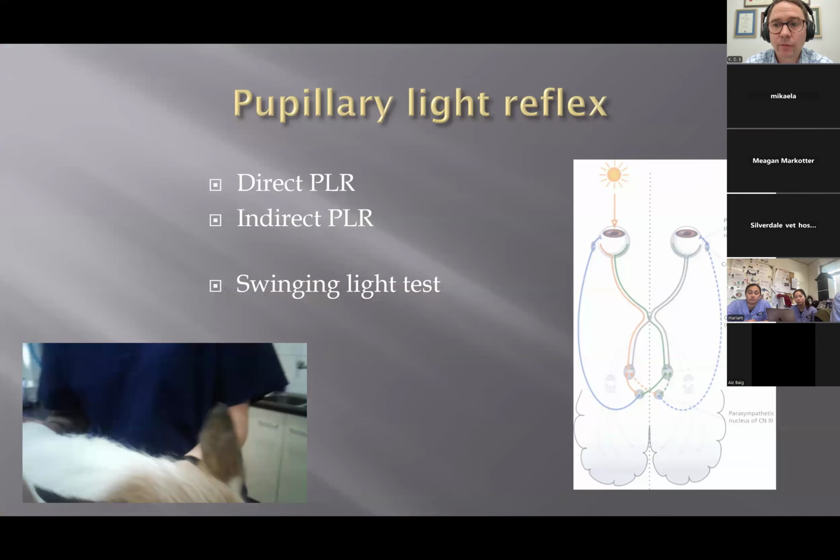It's best done in a dark room. I recorded this in a relatively brightly lit room, but PLR testing is best done in a dark room if at all possible. That's because if you're in a bright room and the pupil is this wide when you start, and then you put light into the eye and it constricts fully to this, that's way more difficult to see than if it was a dark room and the pupil started out here and then constricted down to here. So if you're in a dark environment, the magnitude of change is much greater than in a brightly lit environment.